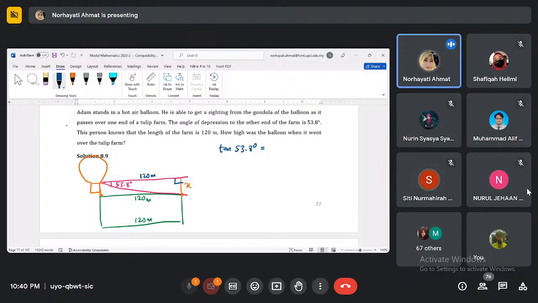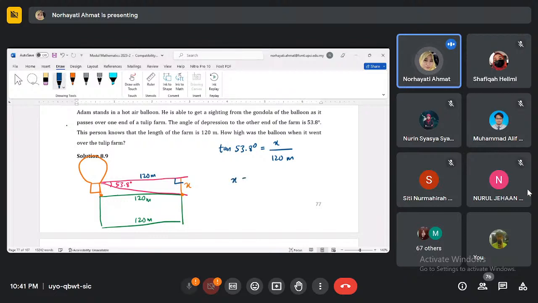So tangent is equal to opposite x over adjacent 120 meter. Now using your calculator, but make sure you set the unit. Unit in your calculator, you select degree, not radian. Pastikan awak pilih unit degree. Sometimes kadang-kadang kalau kita tak teringat, kita tak tukar dia punya unit, ambil radian, so you will get a different answer. So make sure you set degree in your calculator.